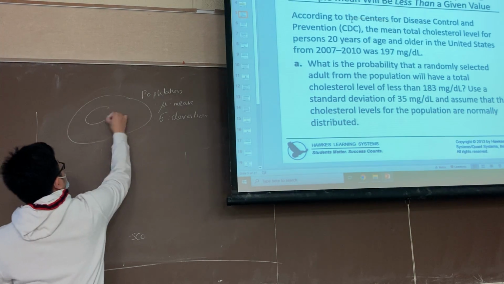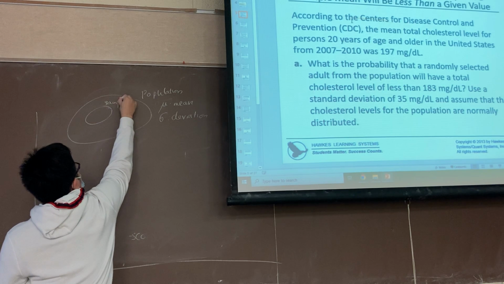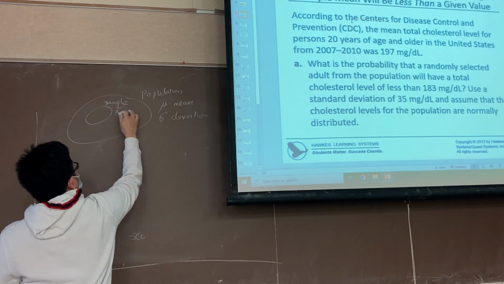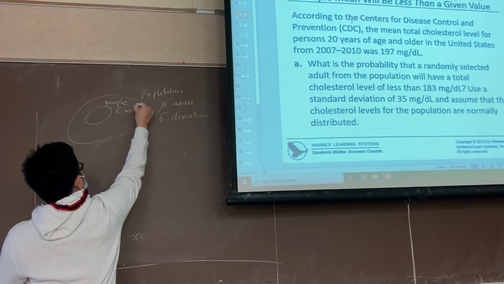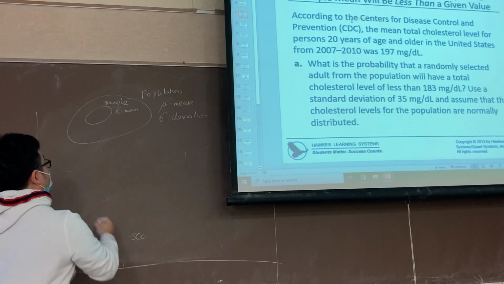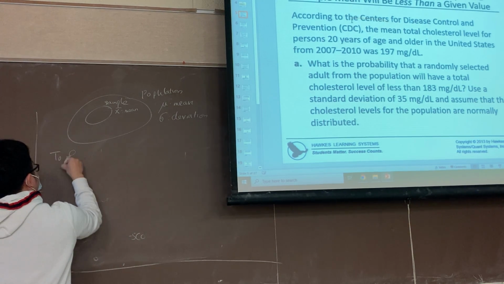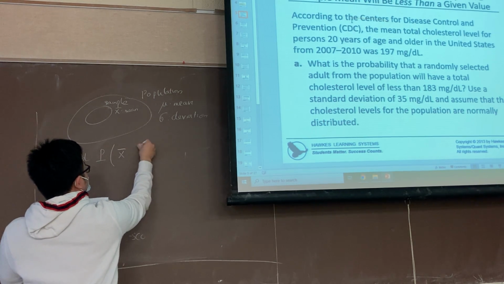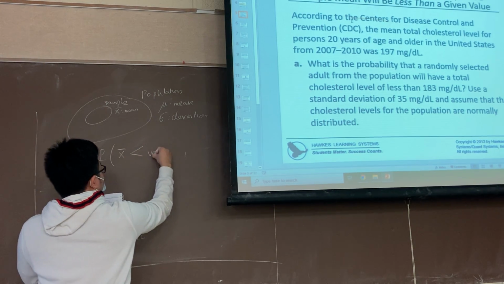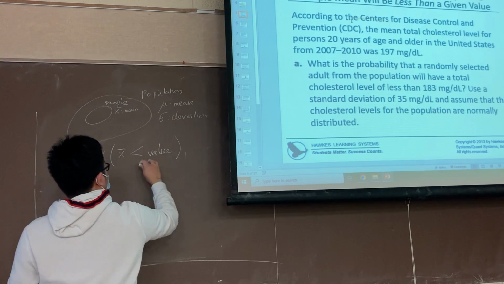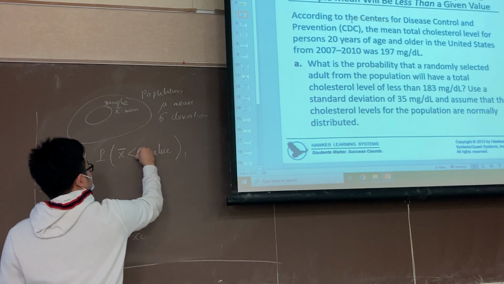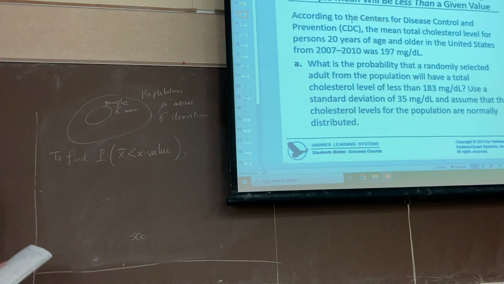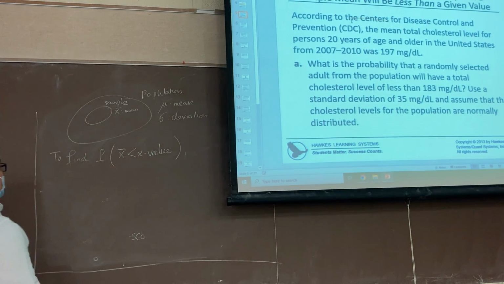And the sample here, they have the x bar is the mean. And the question is to find the probability that the sample mean is less than or equal to a specific x value. Okay. How do you do that?